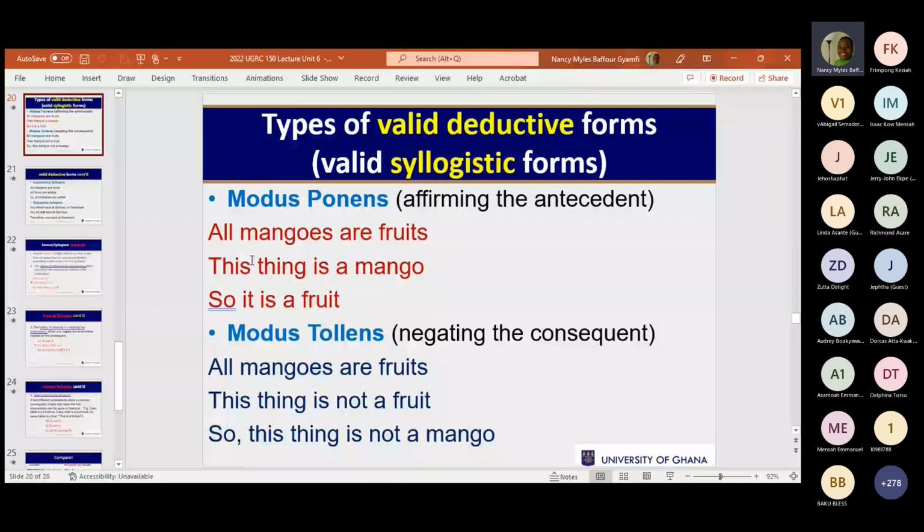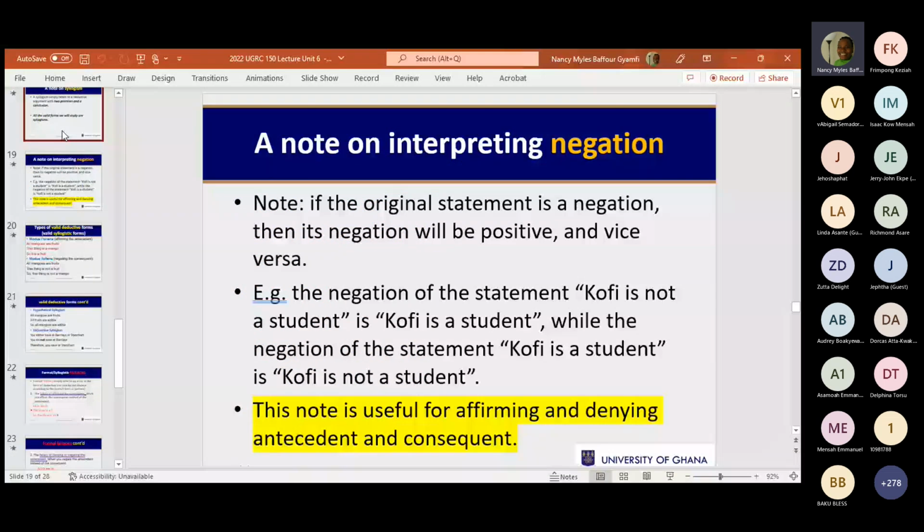Universals are also conditionals. So if you don't see all these ideas, you see if so-and-so, then so-and-so. Okay? There will be only one universal. So after we said all mangoes are fruit, the next premise said, this thing is a mango. This is not a universal statement. This is a particular statement. The reference class is particular. The same with tollens. You can look at all the earlier examples we've had. They are all like that.